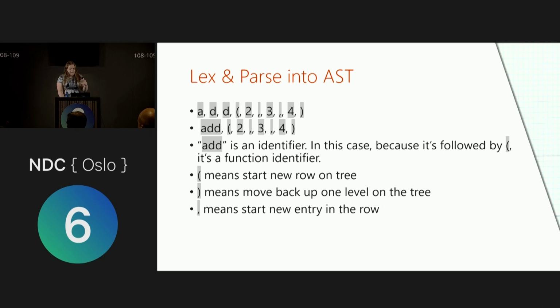So how do we get that? The first step is to lex. Lexing is when you take the program and you read it in one character at a time. And the lexer knows about certain specific types of characters, like left parentheses and commas. So what it sees in this program is ADD, left parenthesis, 2, 3, 4, right parenthesis. It sees that A, D, and D go together. That's one lexeme, or one token.